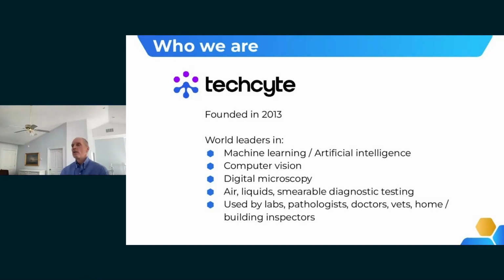So through that and through all these years, we really have become world leaders in machine learning and artificial intelligence. So how to train AI models and use machine learning to identify, count, and classify different kinds of things, which we'll talk a little bit more about in a second. So computer vision is taking images and identifying those images using artificial intelligence.